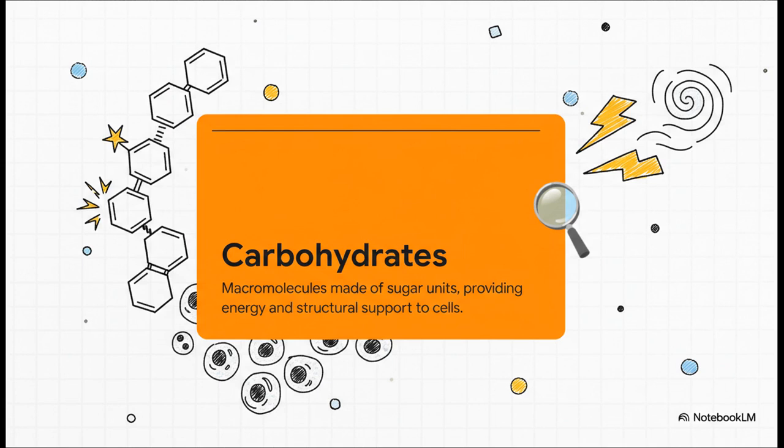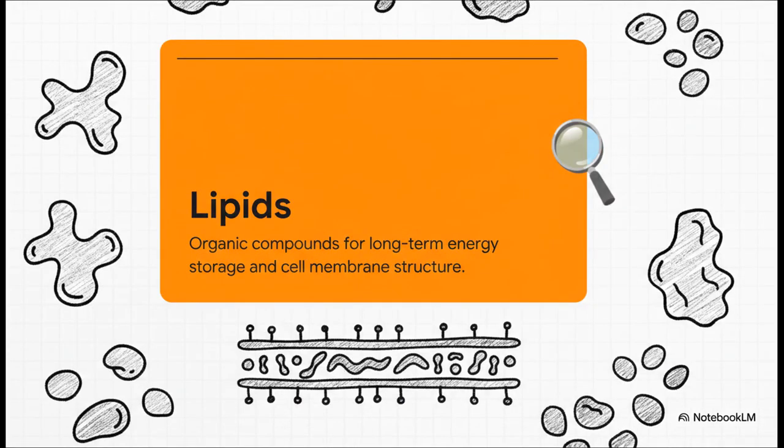First up, let's talk about the fuel for our crew, carbohydrates. These are basically made of sugar units, and they provide that quick, easy-to-access energy that cells need to get anything done. They also pitch in on some structural stuff, too. Next, we have the building materials, lipids, so fats and oils. They're great for storing energy for the long haul, but honestly, their most important job is building the cell's outer boundary, the cell membrane. It's basically the walls of our construction site.